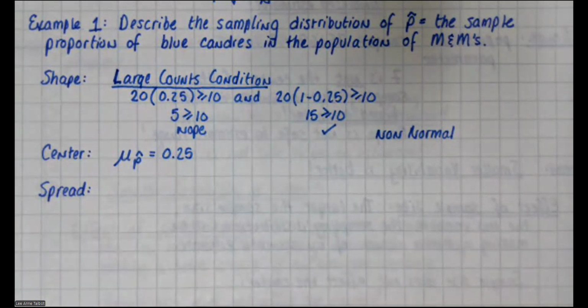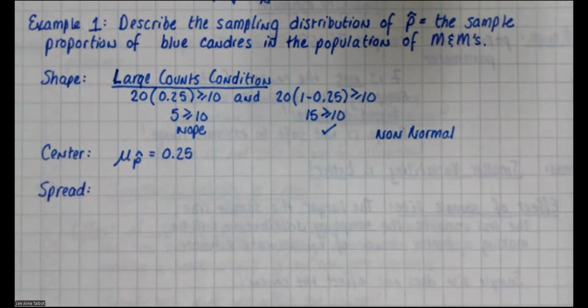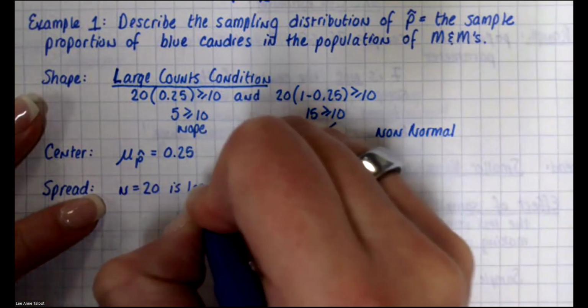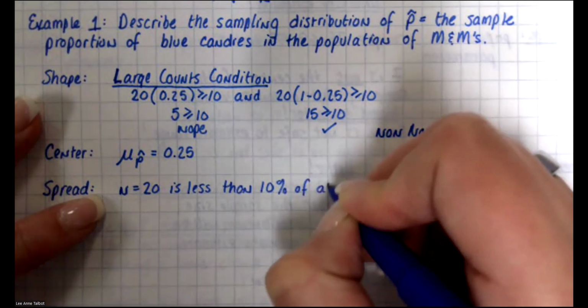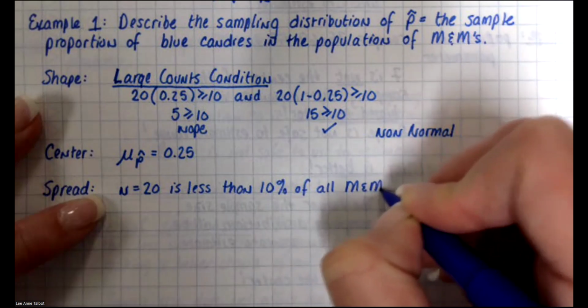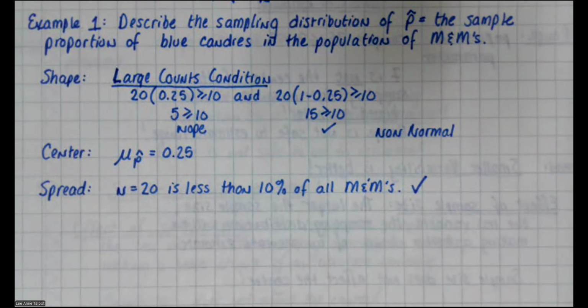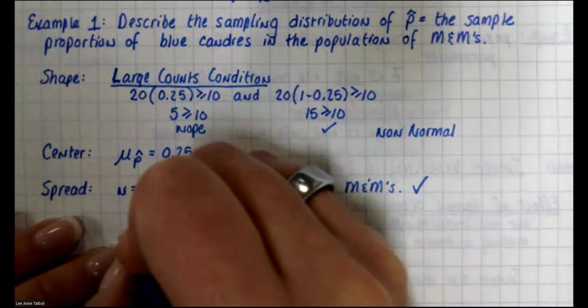Okay, now the spread. Now we know that I violated the independence condition. I had to, otherwise it wouldn't work, but I'm pretty confident in this statement. You guys pretty confident in that statement? So pretty sure there's more than 200 M&Ms out there. Okay, so that means I can use the formula.